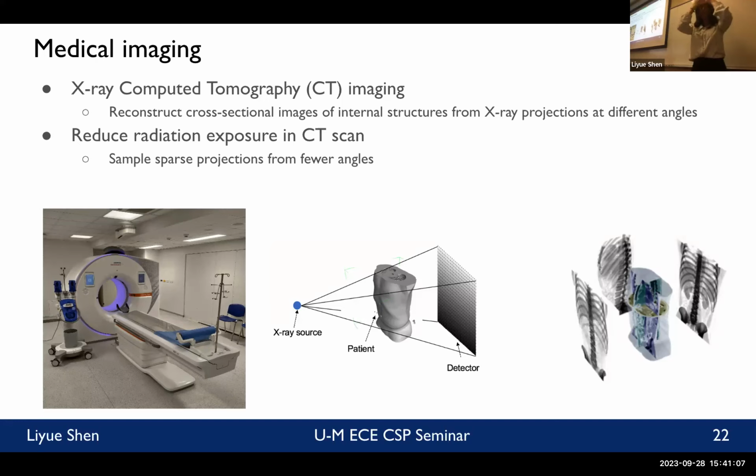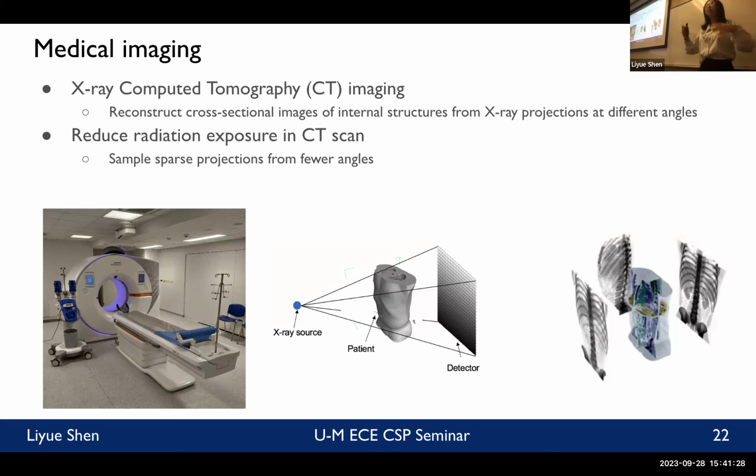Yeah, so let's get started with the background. What is medical imaging and what kind of inverse problem do we have here? So firstly, X-ray or CT imaging is trying to reconstruct cross-sectional images of the internal structures from X-ray projections at different angles.